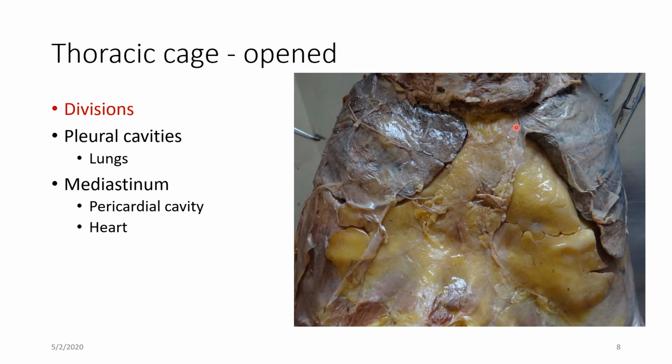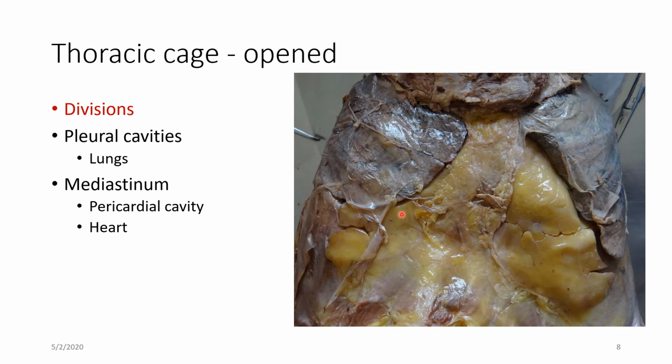And what you are seeing here is the pleura. This is the parietal pleura, and in relation with the viscera, that is the lung, will be the visceral pleura. The space between the parietal pleura and visceral pleura is the pleural cavity.